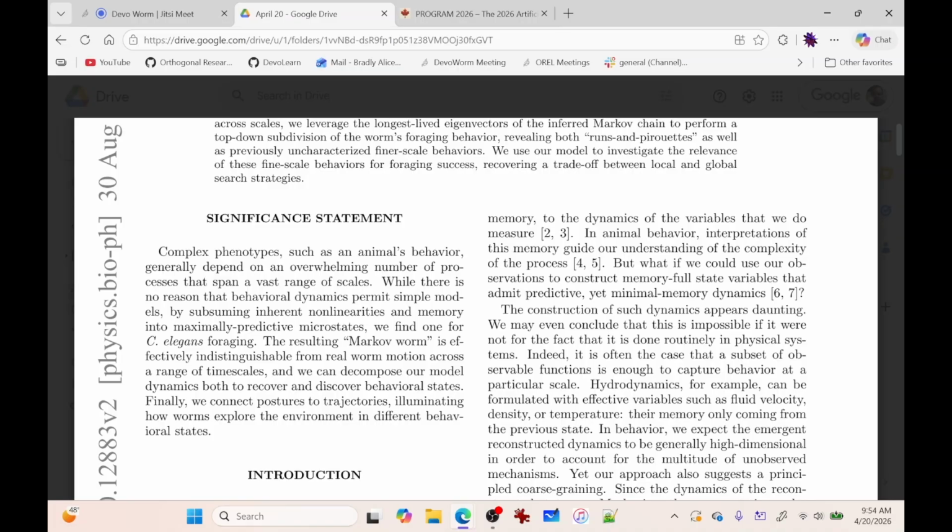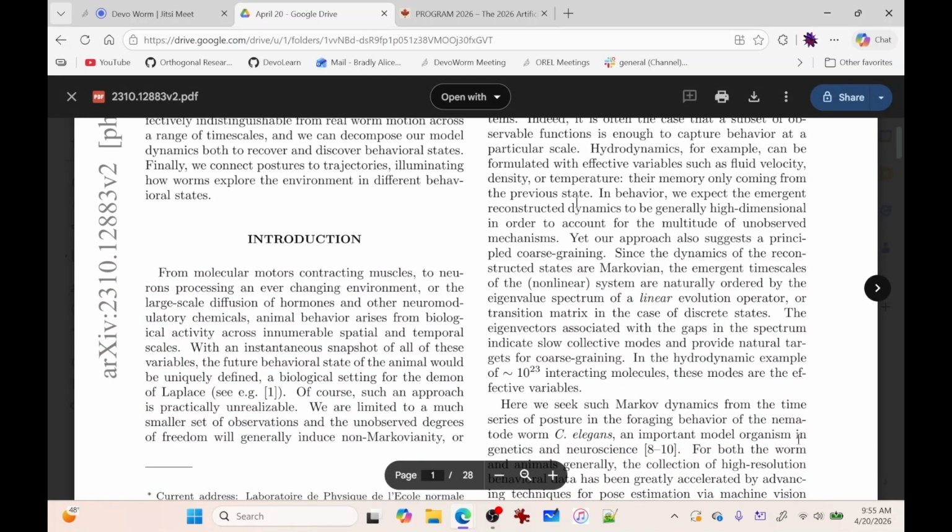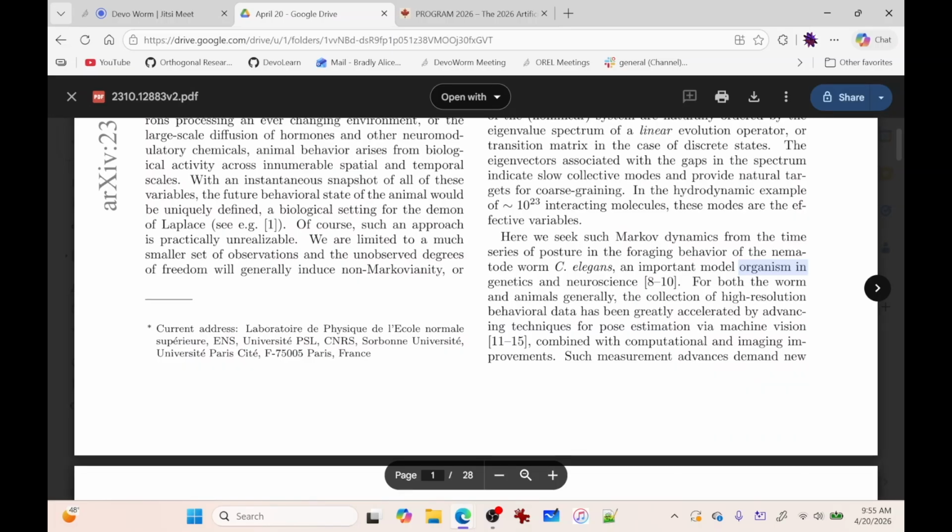But what if we could use our observations to construct memory-full state variables that admit predictive yet minimal memory dynamics? So that's what they're doing here, and they're doing this with movement data. Here we see such Markov dynamics from the time series of posture in the foraging behavior of C. elegans.